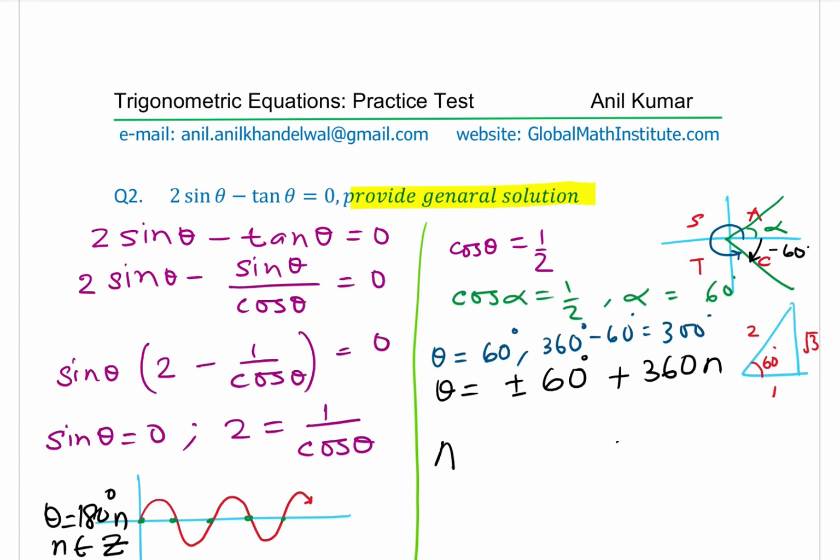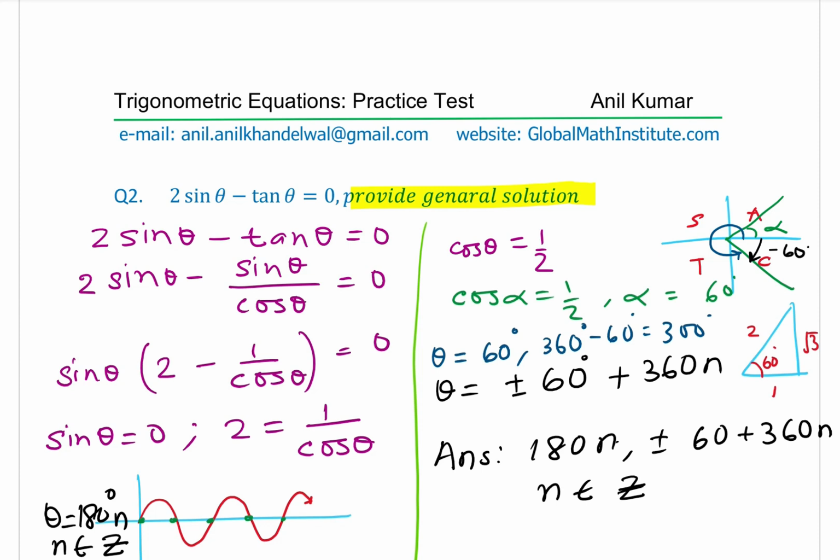So now let me summarize to write the answers. The general solutions are 180n, and we have plus minus 60 degrees. It could be positive or negative, plus 360n, where n belongs to the set of integers. Correct? So that should be the general solution for the given equation. I hope it makes sense.